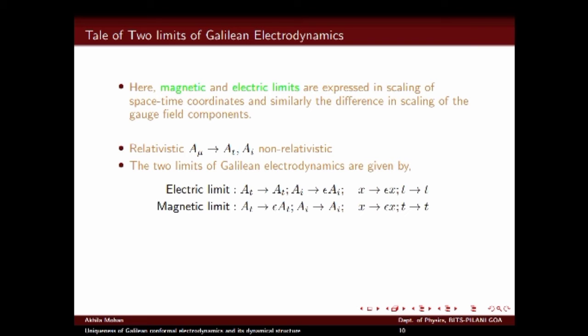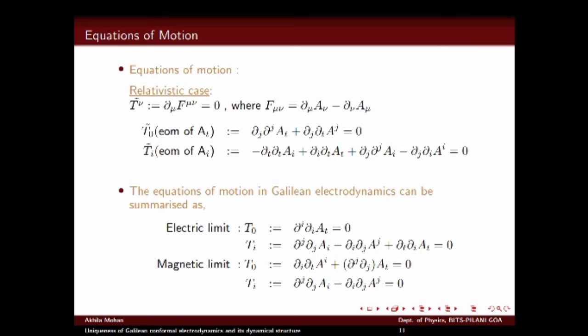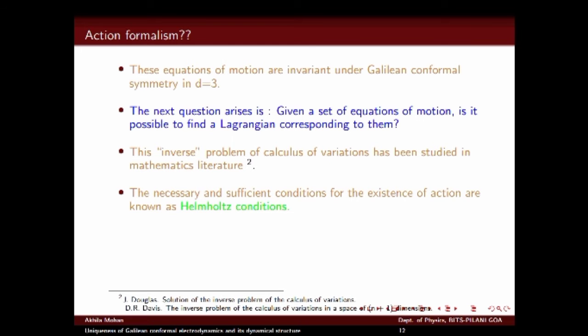Let's try to find the equations of motion here. So these are the relativistic equations of motion, del_mu F^{mu nu} equal to 0, and for the temporal and spatial parts we can construct this from here. And when you try to construct the Galilean equations of motion, we get 4 equations for the electric as well as the magnetic case. Okay, now these equations are invariant under the Galilean conformal symmetry in d equal to 3 space dimensions.